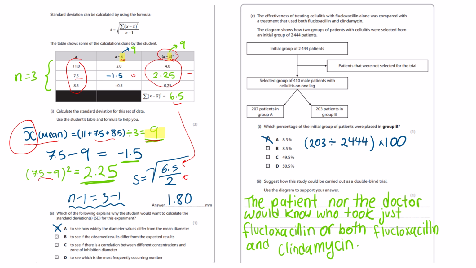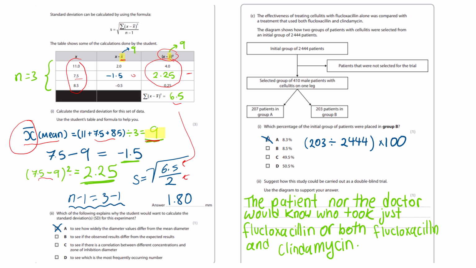Okay, now question double I. Which of the following explains why the student would want to calculate the standard deviation for this experiment? Well, number 1 is to see how widely the diameter values differ from the mean diameter. That's what the standard deviation is. We want to see the deviation between values. So A is the question that makes most sense.